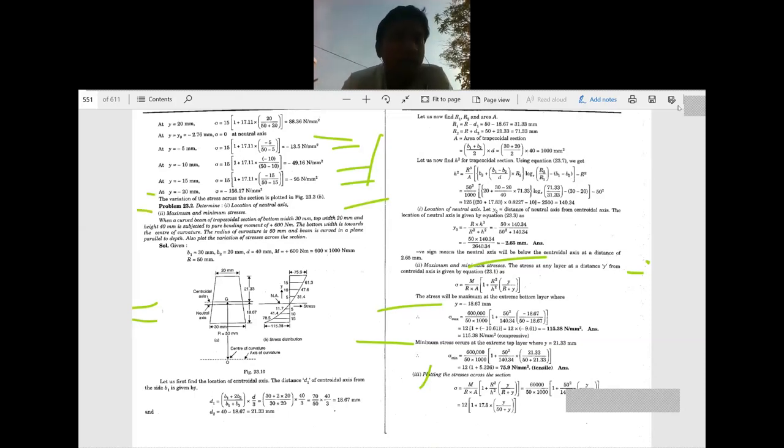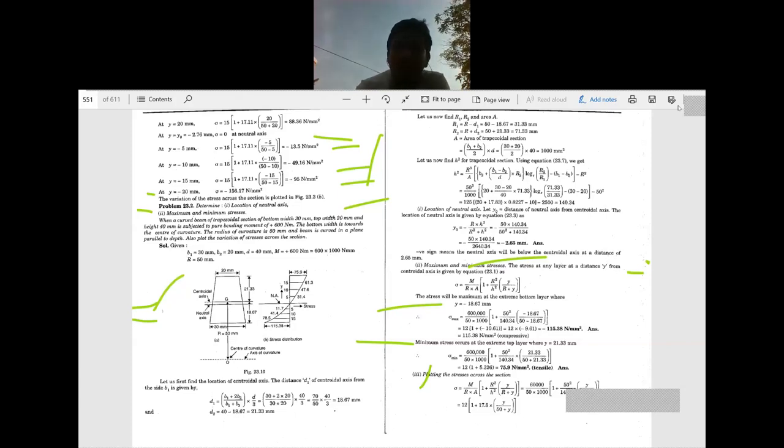Determine the location of a neutral axis, maximum and minimum stress when a curved beam of a trapezoidal section, bottom width 30 mm, top width 20 mm, and height 40 mm, is subjected to a pure bending moment of 600 Newton meter. The bottom width is towards the center of curvature. The radius of curvature is 50 mm, and the beam is curved in a plane parallel to the depth. Also plot the variation of stresses across the section.